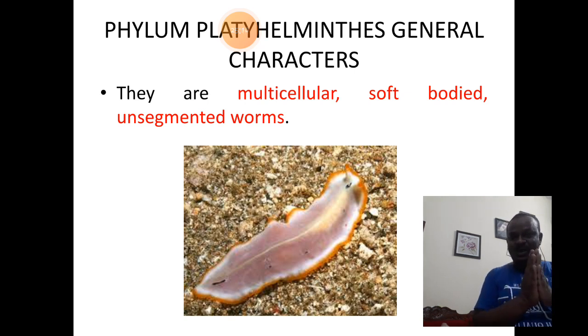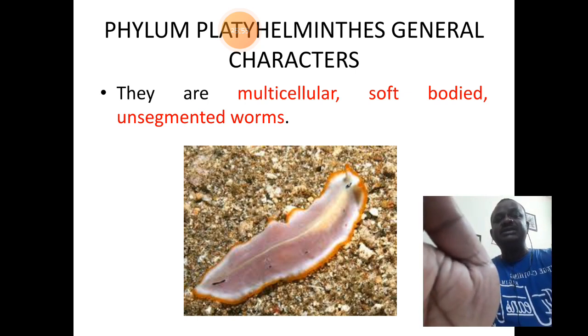Their body is dorsoventrally flattened. Dorsally and ventrally they are flattened, to have a leaf-like or ribbon-like, flat body. These animals are multicellular, meaning many cells are included. They have a soft body. They don't have any protective structures, either inside or outside, to give hardness or toughness to the body. So the body is very soft, very delicate, and it is not divided into many parts, hence they are called unsegmented worms.